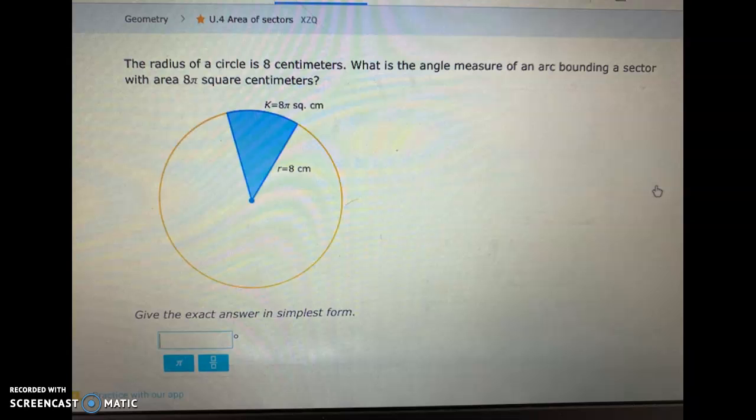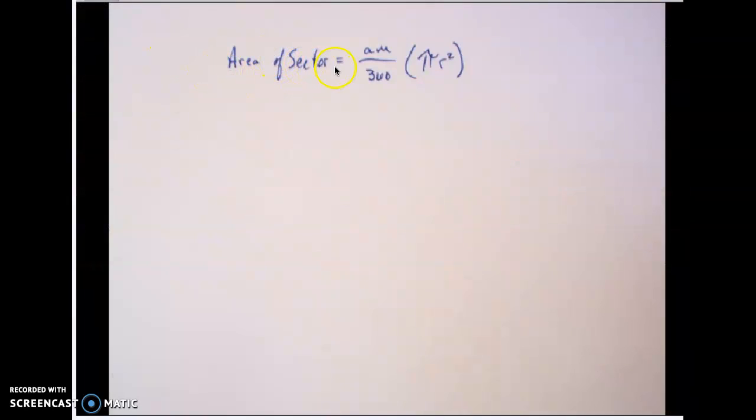So remember your formula for the area of a sector. Area of a sector, we take that arc measure divided by 360. That's what fraction of the circle we're talking about. And we take that times pi r squared.